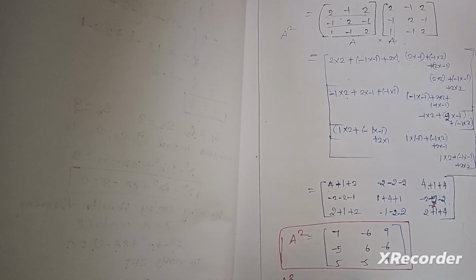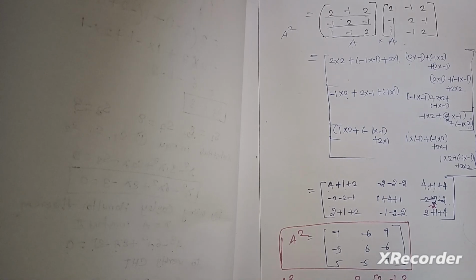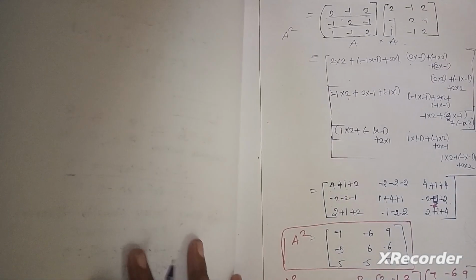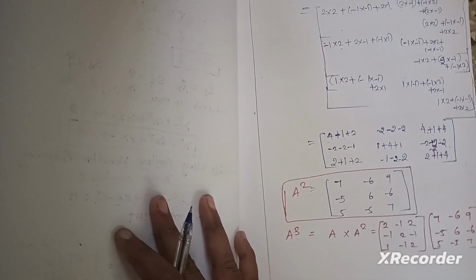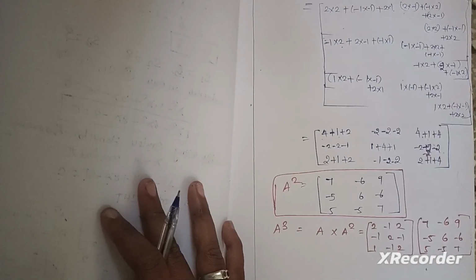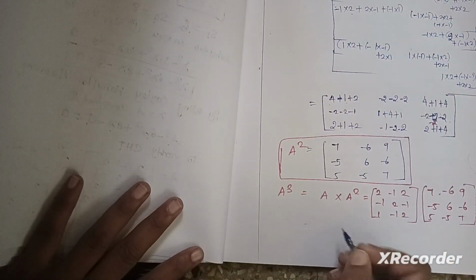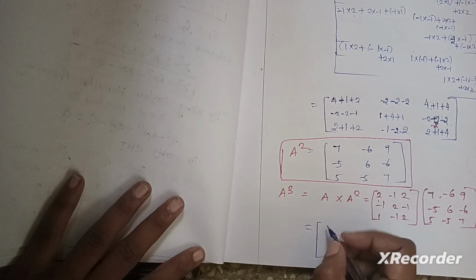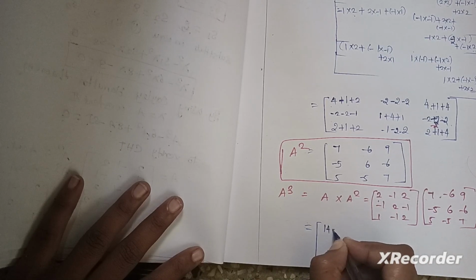Next, A cube equals A into A squared. What is A? 2 minus 1 2, minus 1 2 minus 1, 1 minus 1 2. A cube equals A times 7 minus 6 9, minus 5 6 minus 6, 5 minus 5 7. In the next video I'm going to teach how to calculate this in the calculator. Here we apply the values directly.